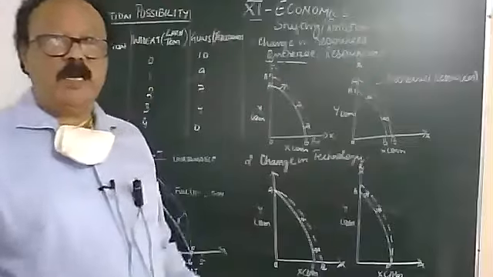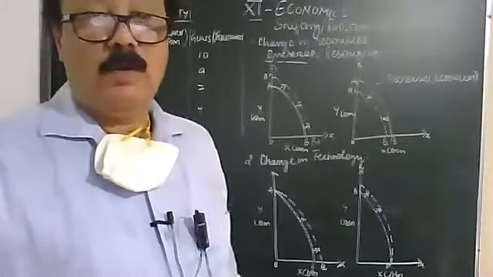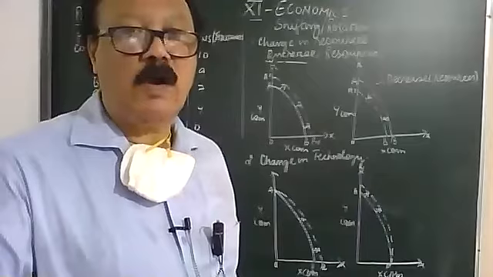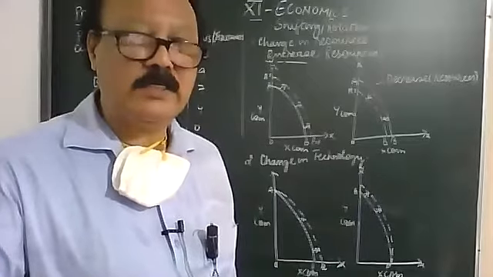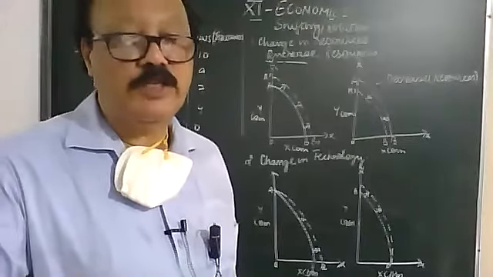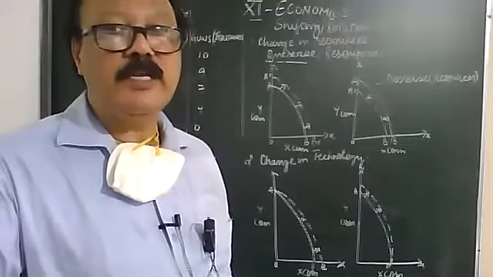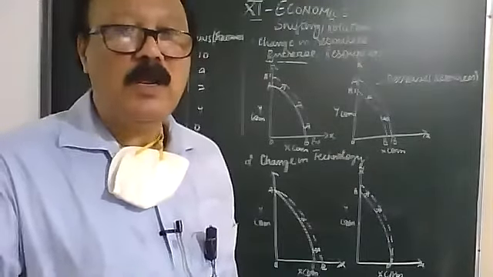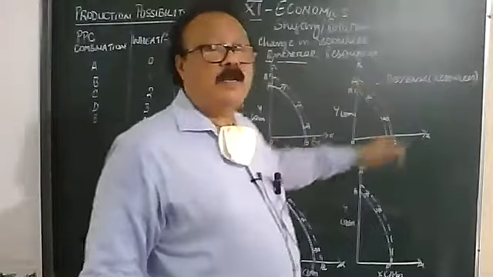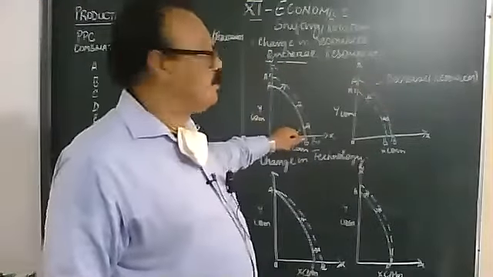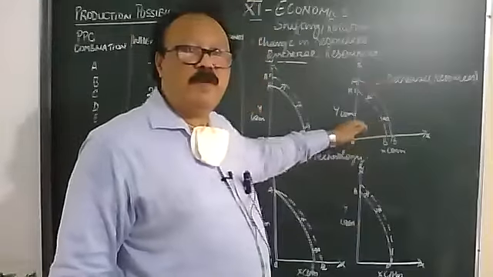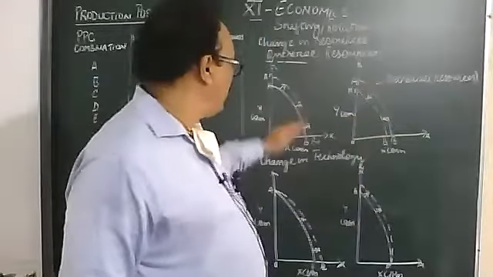So a question does arise about shifting and rotation of PPC. Is there a difference? Yes, there's a difference. What is the difference? Shifting can be caused because of the change in resources, and the change in resources can be of two kinds. Number one is when resources are either increased or decreased. When it is increased, we get a new PPC. When the resources are decreased, we get the new PPC shifting to the left. This shifts to the right.